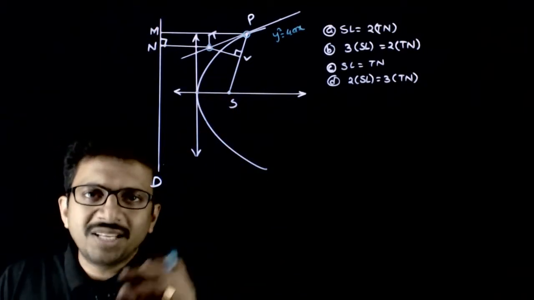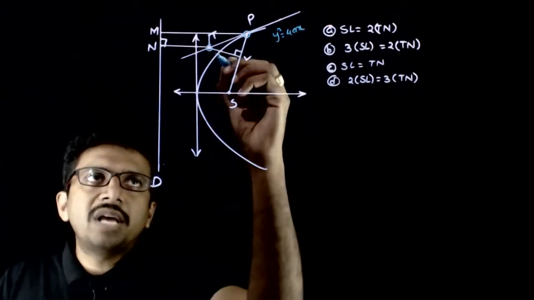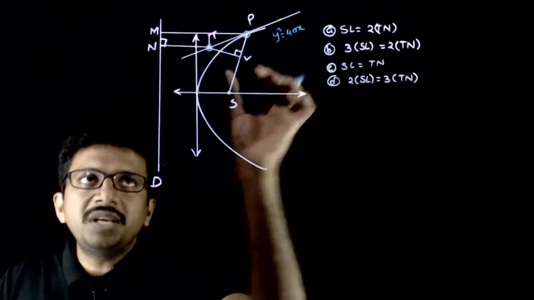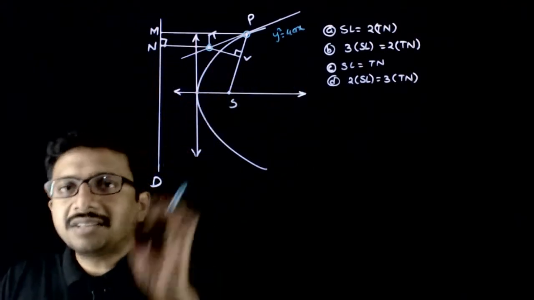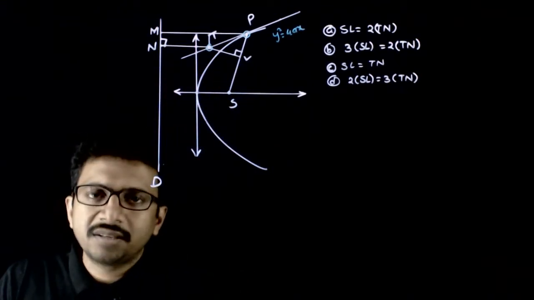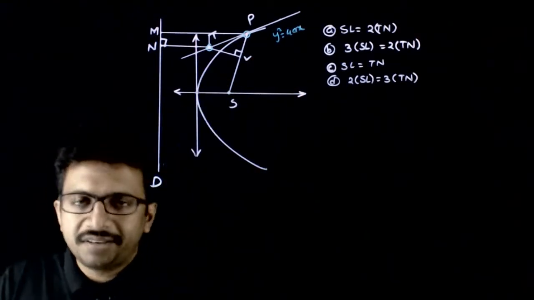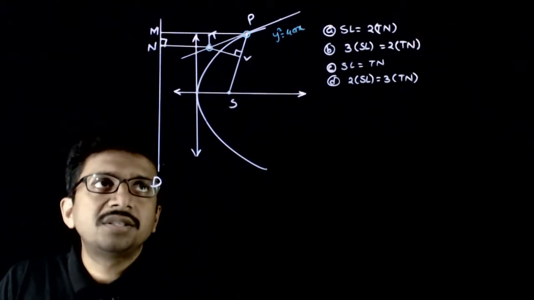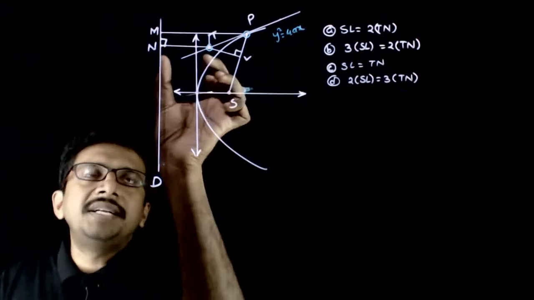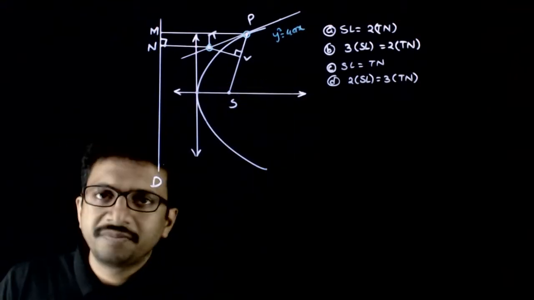T is not any specific point. T can be any point on this tangent, and from T you have drawn perpendiculars onto the focal radius SP and onto the directrix, TN. So TL and TN are the perpendiculars drawn onto the focal radius and the directrix. You are asked to find the relation between SL and TN.